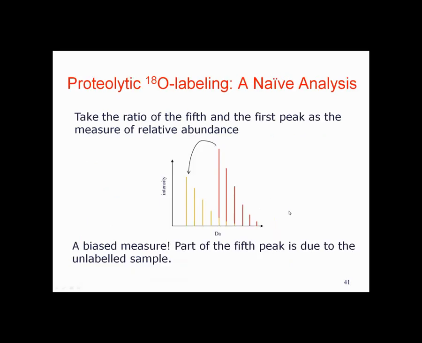So what you could do is take the ratio of the 5th and the first peak in such a cluster of peaks, and this would be a measure of your relative abundance between condition 2 and condition 1. That would mean that you could have an estimate of the relative abundance for condition 2 as compared to condition 1. Now, obviously, you already see here that it's a biased measure.